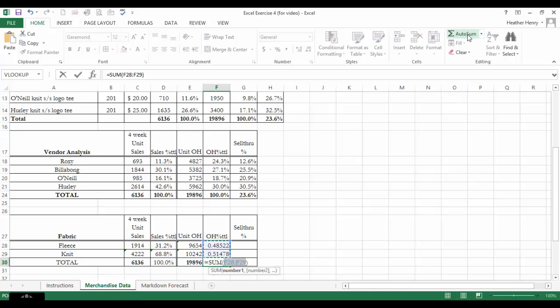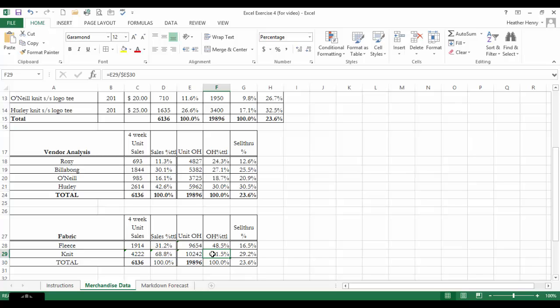Look at our percent to total on hands. And let's look at our sell-through percents now. Okay, so what we are saying here is the fleece has represented 31.2% of our total sales while representing about 48.5% of our total inventory. Sell-through percent of only 16.5%.